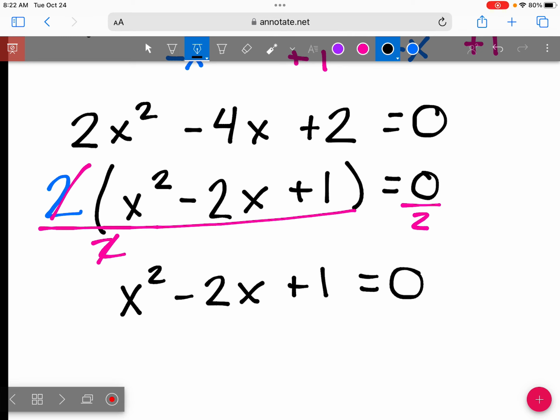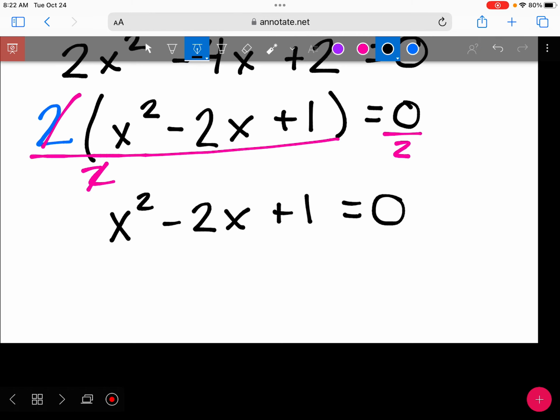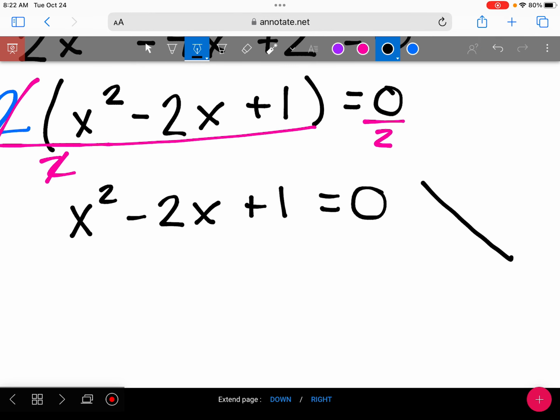You could use the quadratic formula. That's fine, but there's an easier way. Factor it. A times C is 1, and my B is negative 2. What's a pair of numbers that multiplies to be positive 1 and adds to be negative 2?